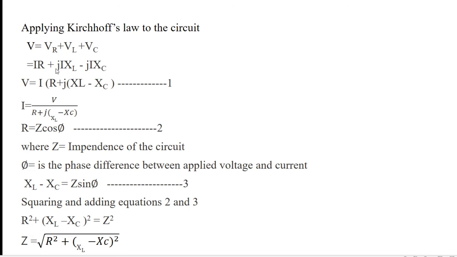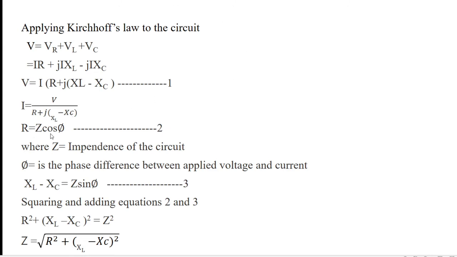So that's why here we take it as a positive sign. When the current passes through the capacitor, the voltage lags the current by 90 degrees, so that's why we take it as a negative sign, minus J. Now take I as common, then the equation becomes V is equal to I into R plus J into XL minus XC. Just cross multiply it: I is equal to V by R plus J into XL minus XC.